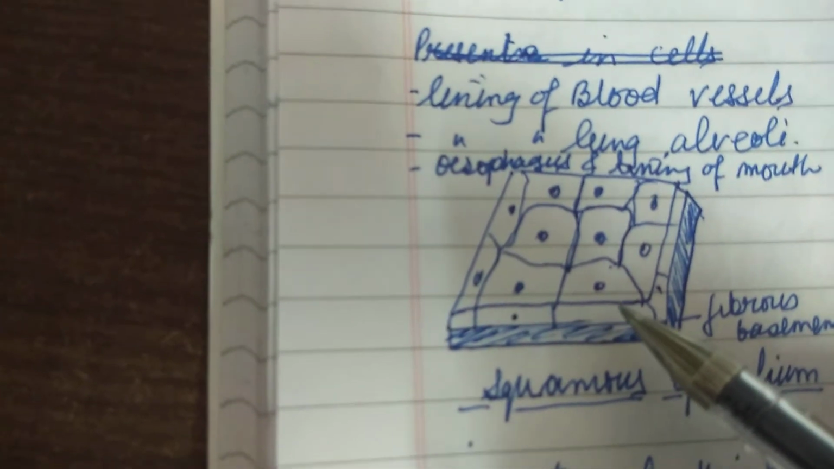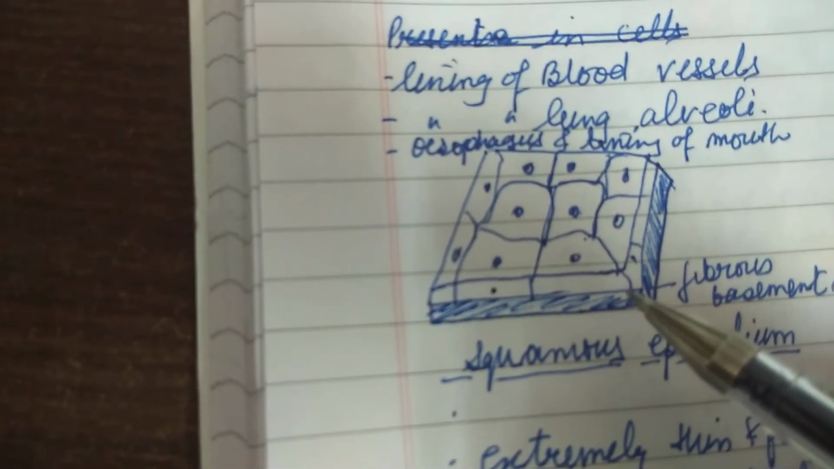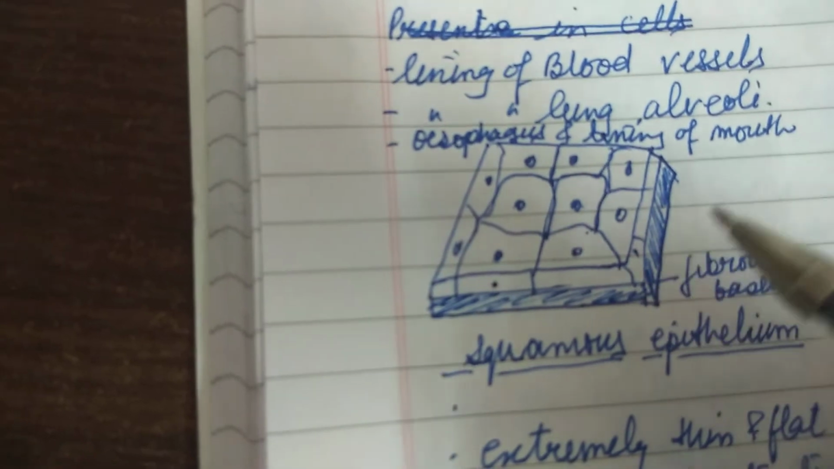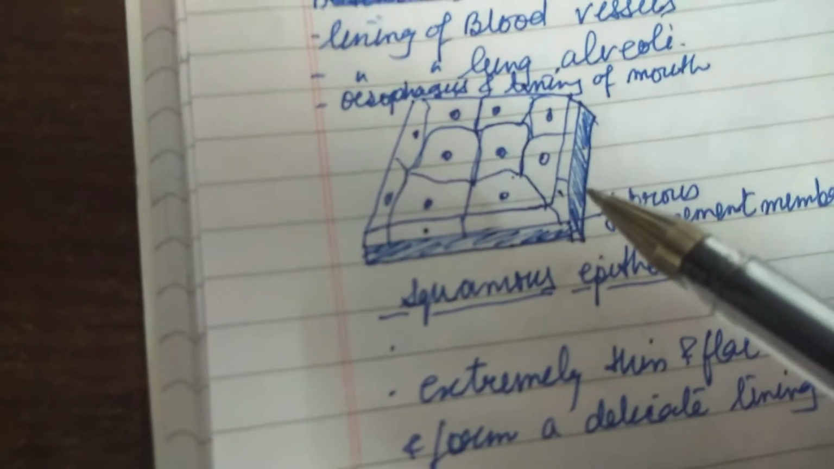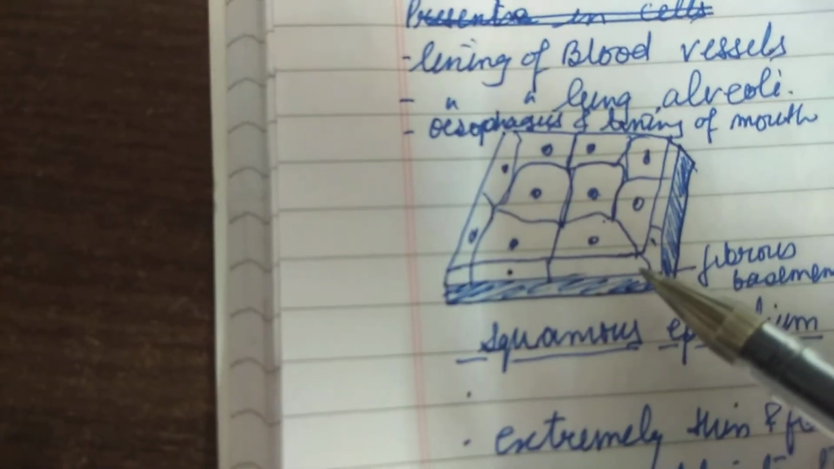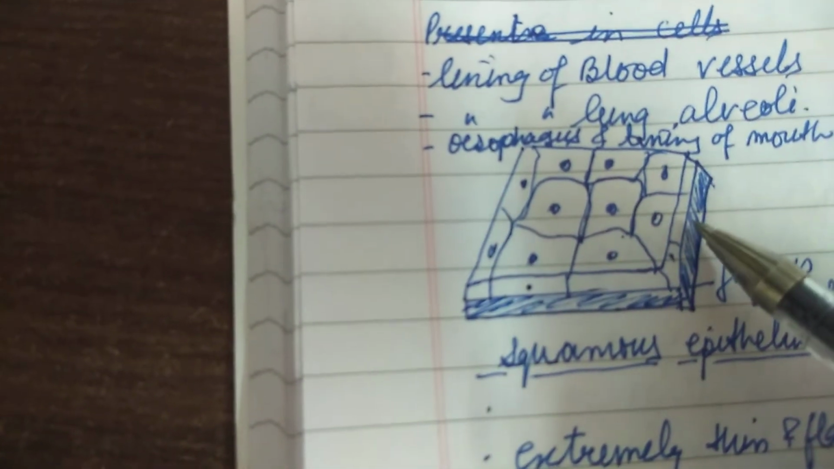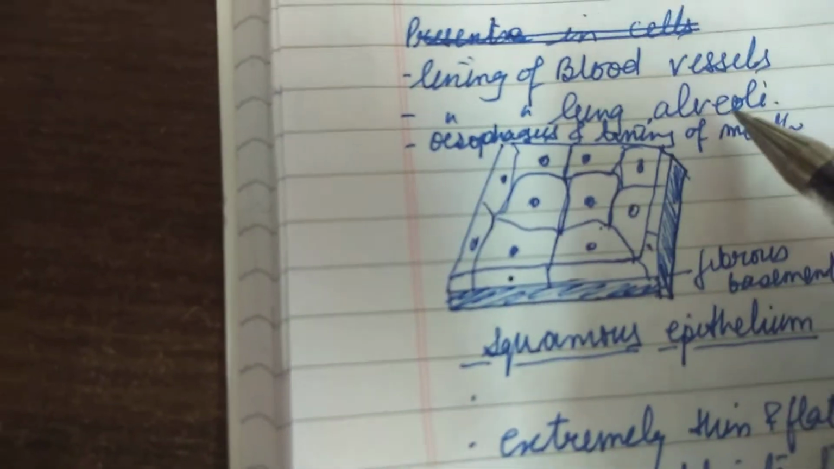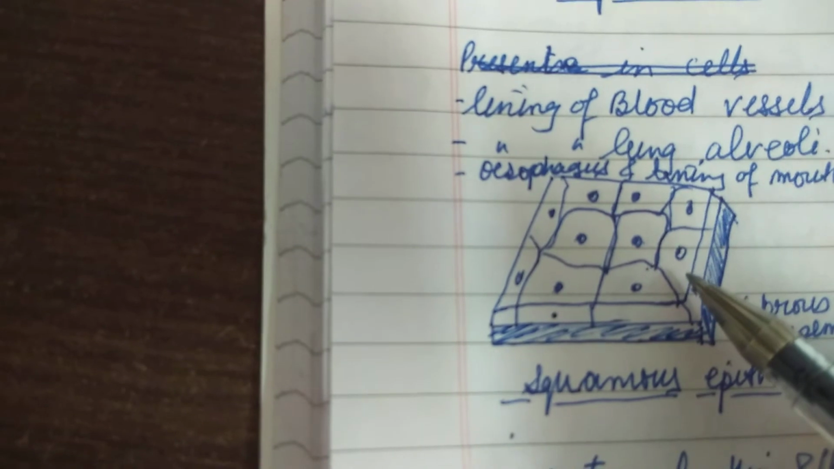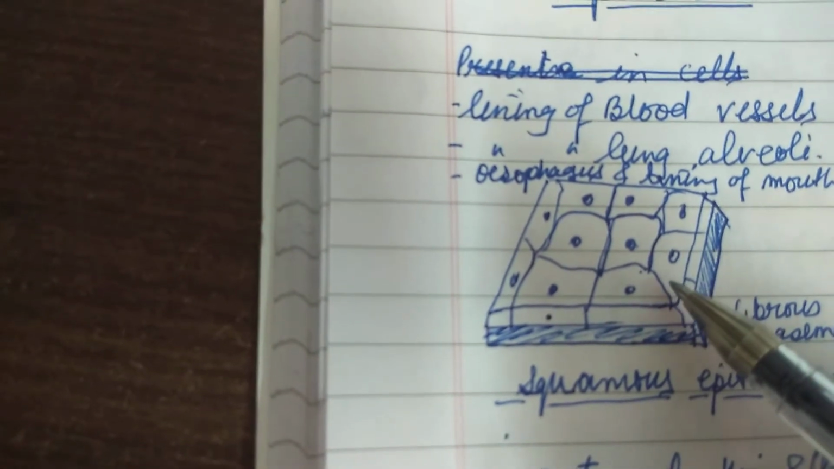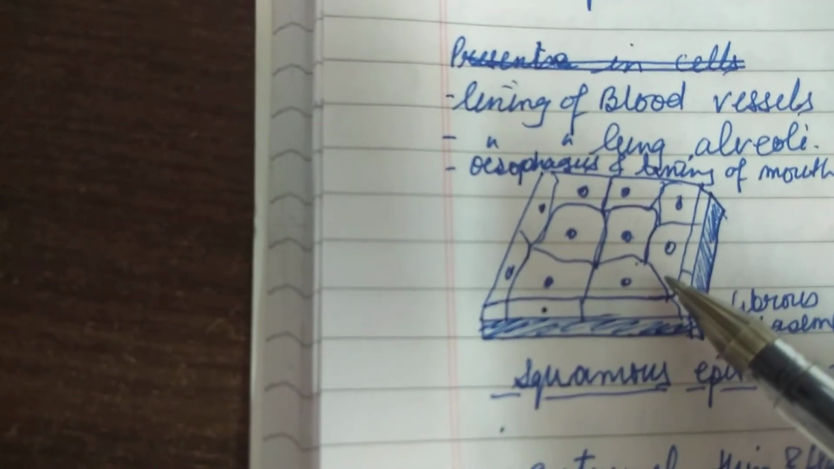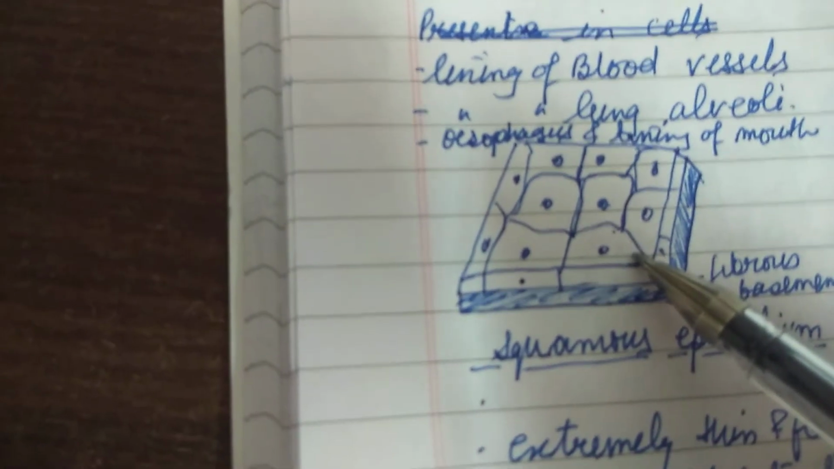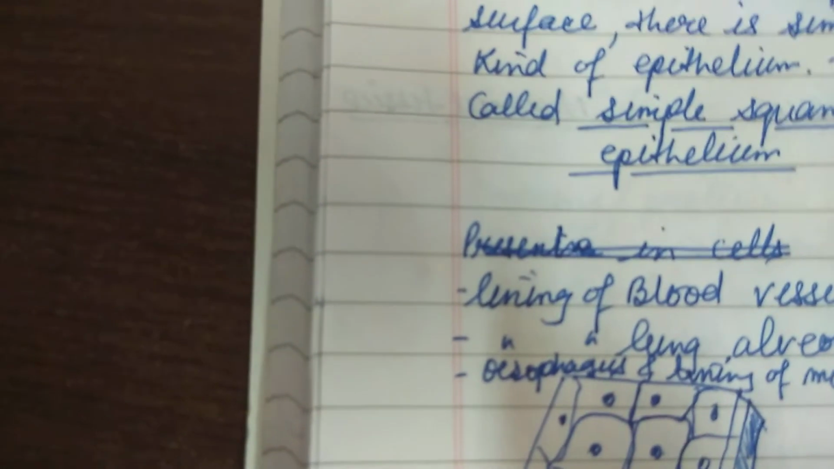So where there is a transportation of substances. Transportation of substances means, like if you see in lung alveoli. In lung alveoli, gases move, like carbon dioxide moves out of the body and oxygen enters into our body, right? Or you can say the lining of the mouth or esophagus, or the lining of blood vessels.